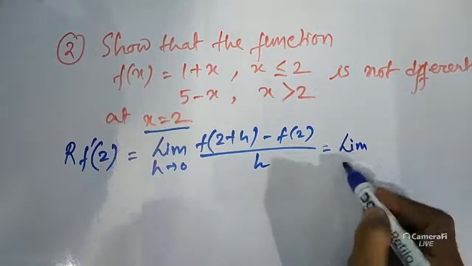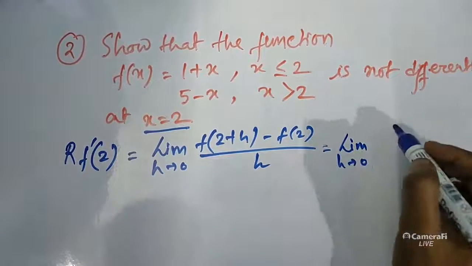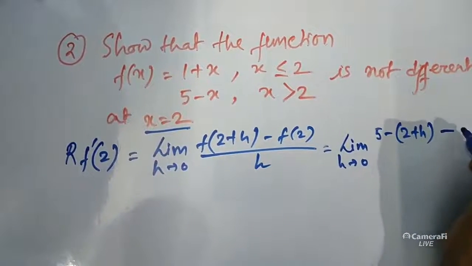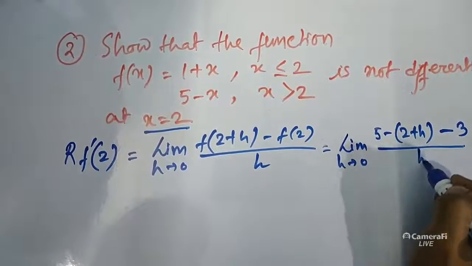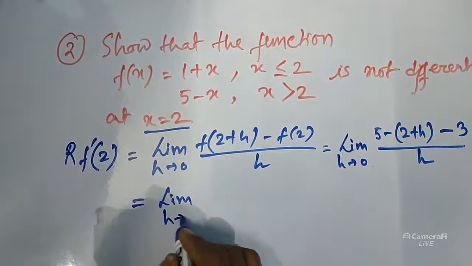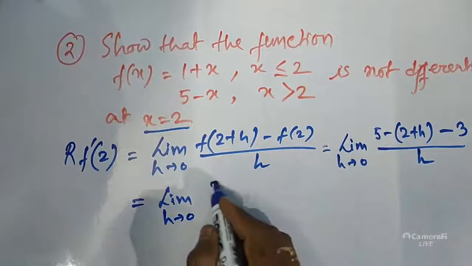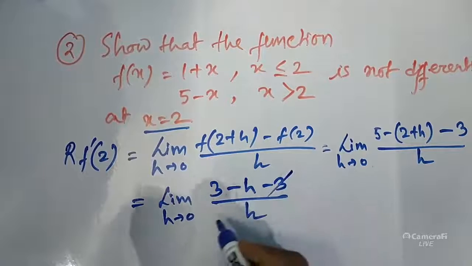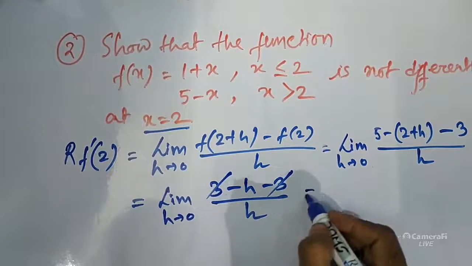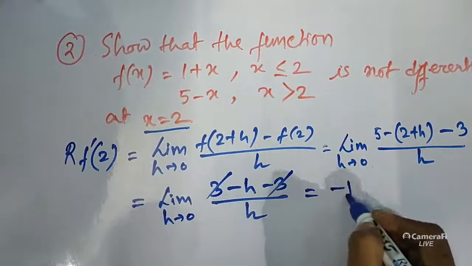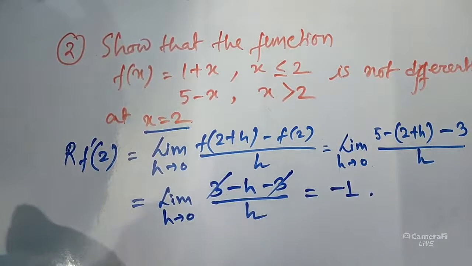So this equals limit h tends to 0 of 5 minus (2 plus h) minus 3 divided by h, equals limit h tends to 0 of 5 minus 2, that is 3, minus h minus 3 divided by h. The 3 minus 3 cancel, and we can cancel h and h, so we have minus 1. This value is equal to minus 1.